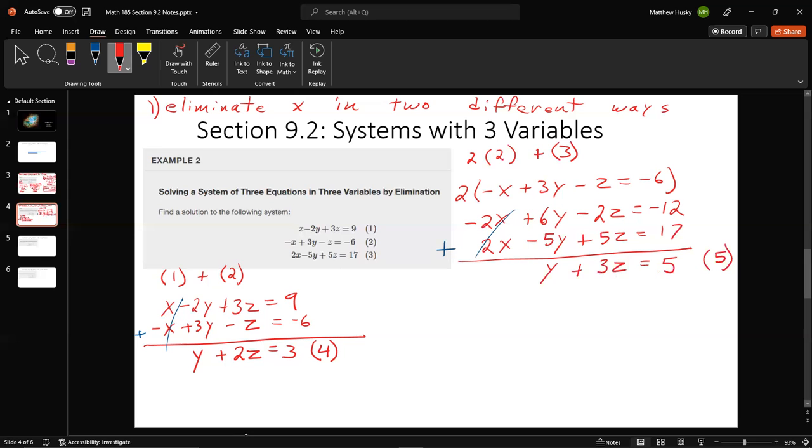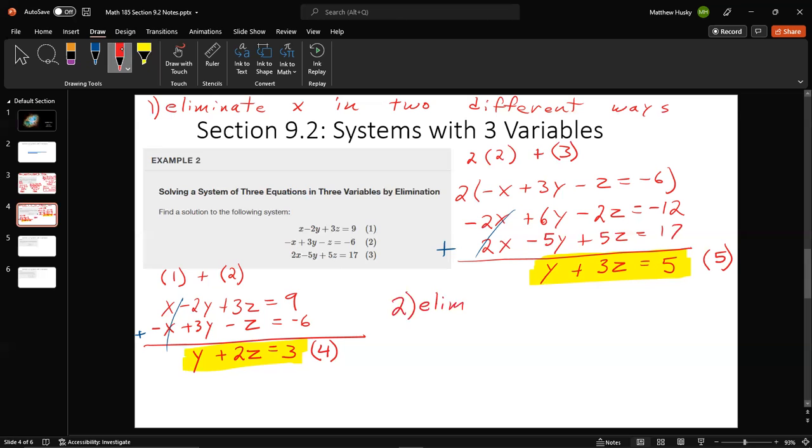So by eliminating x two different ways, what I have now accomplished is I have now created a new system of equations with only two equations and two variables. And then once you've done that, the problem just becomes something like what we were doing in the previous section. Probably the easiest thing to do would be to try to eliminate y. So that'll be the second thing that I'm now going to do.